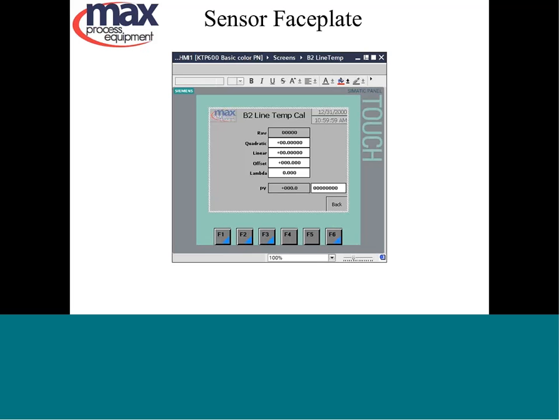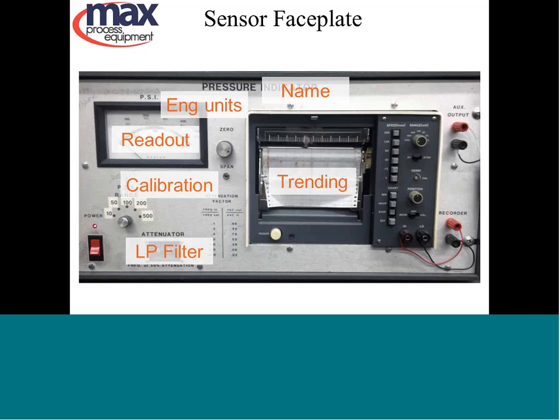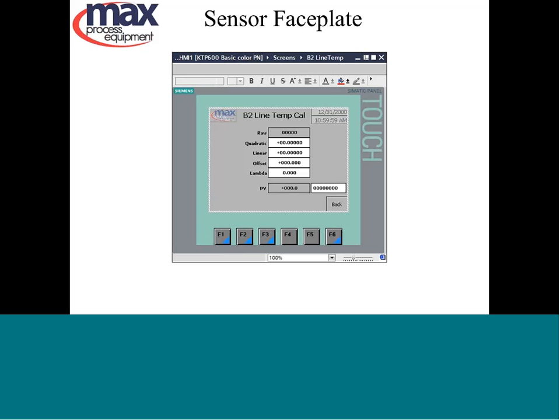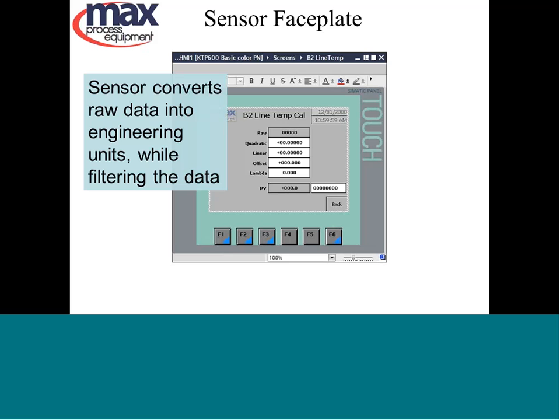This is the sensor faceplate for, well, it's universal. It's for all sensors, but it's going to take the place of my prototype sensor. It provides for converting the raw data from the A to D, let's say, into the process variable, and turning that raw data into engineering units, and also to provide the filtering. So calibration, filtering. And you can also see inputs for engineering units and the name of the sensor. In this case, B2 line temperature.